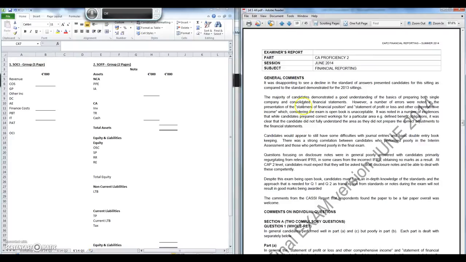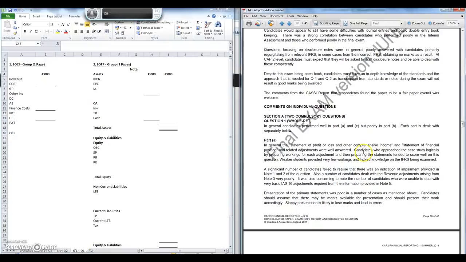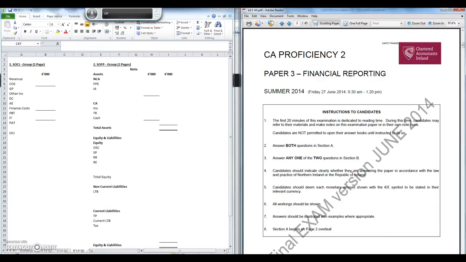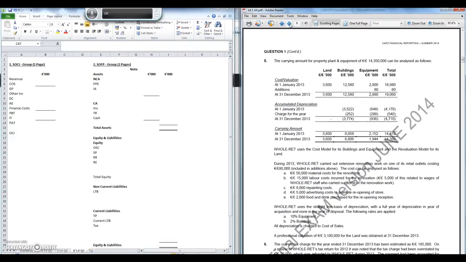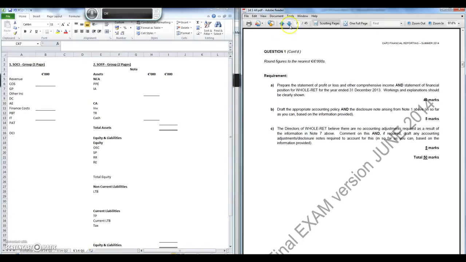If you look at the examiner report, June 2014, one of the key points made was that candidates who approached the case study logically and prepared workings for each adjustment, and within prepared statements, tended to score well. So the whole idea here is it's important to have some approach or structure. The question can be long. The question for 2014 was three full pages of information and then a page of requirements. So you need a fully clear step approach, and to have practiced it under time pressure before you go into the examination.